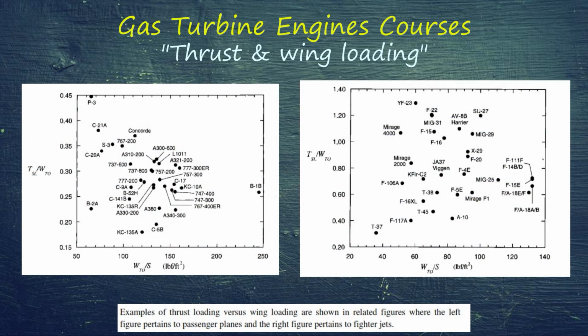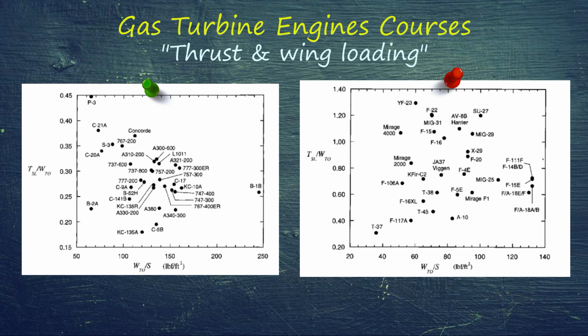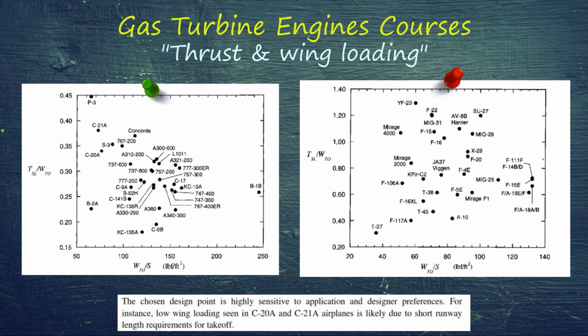Examples of thrust loading versus wing loading are shown in the figures, where the left figure pertains to passenger planes and the right figure pertains to fighter jets. The chosen design point is highly sensitive to application and design preferences.